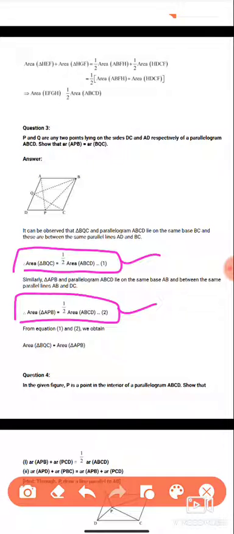Now from equation number 1 and 2, what we are concluding is that this is same and this is also same. So we can conclude that the area of triangle BQC will be also same as the area of triangle APB because both the values are same. So only this much is your sum. Okay, so it is done.